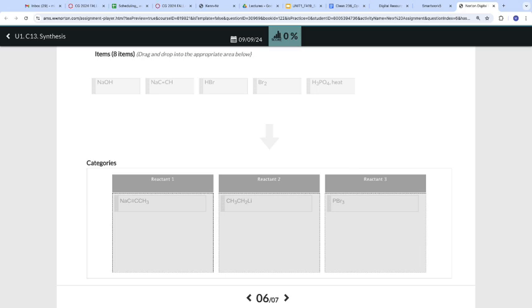So if we align based off of what we talked about, what did we say we could do? Reagent 1, we should say is HBr, because we've got that, right? Reagent 2, we said was NaC triple bond with the H, not the CH3. And then the last one we would say was HBr.